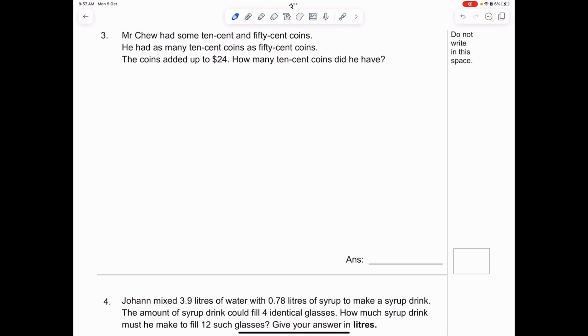Mr. Chu had some 10 cents and some 50 cents coins. He has as many 10 cent coins as 50 cent coins. The coins add up to $24. Okay, how many 10 cents did he have? So because it is the same number. I'm not talking about value, I'm talking about number. The number is the same. So what you can do is you find out what is the value of one set. And that would be 10 cents plus 50 cents.